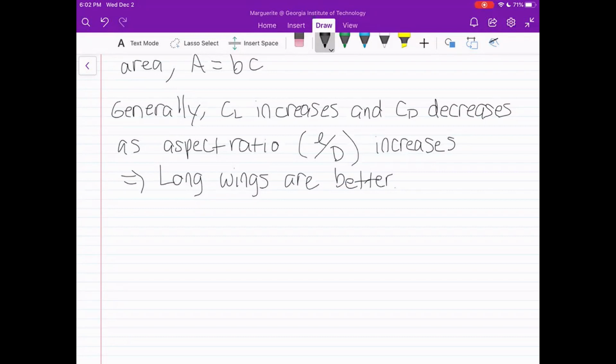If you did it that way, you'd basically have a smaller aspect ratio, so then you'd have less lift and more drag. So it might be harder to get off the ground.